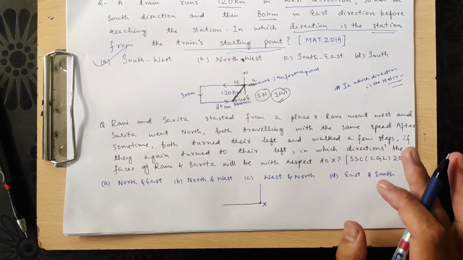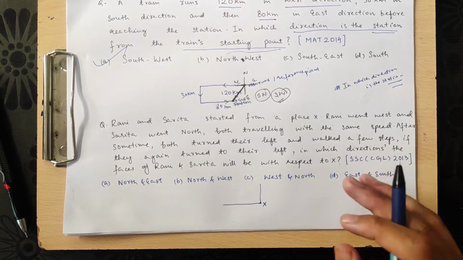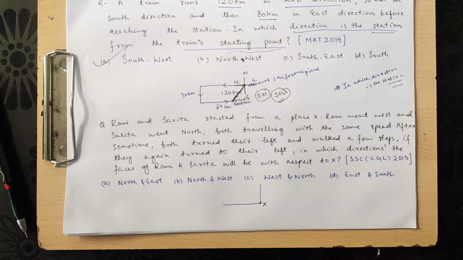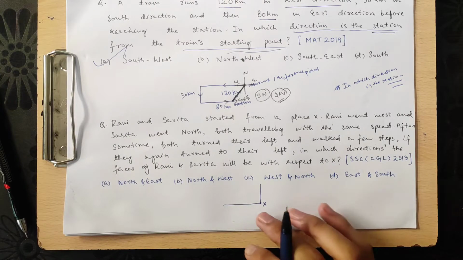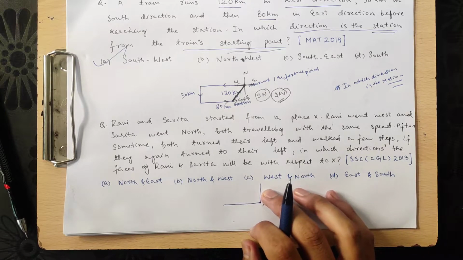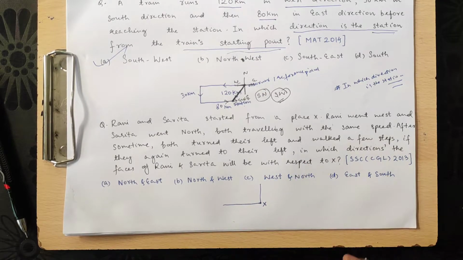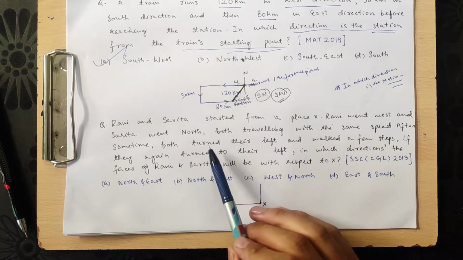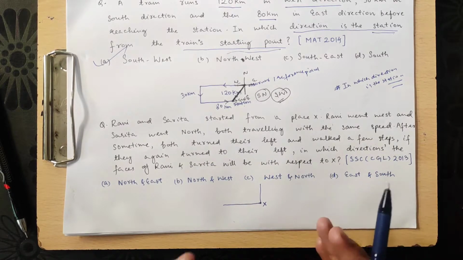Both traveling with the same speed. That means if they started from the same place, they are traveling with the same speed. That means they have covered the same amount of distance. Okay, so I have just made this distance shorter in order to save space. Okay, no problem with that. Coming back, after some time, both turned to their left.